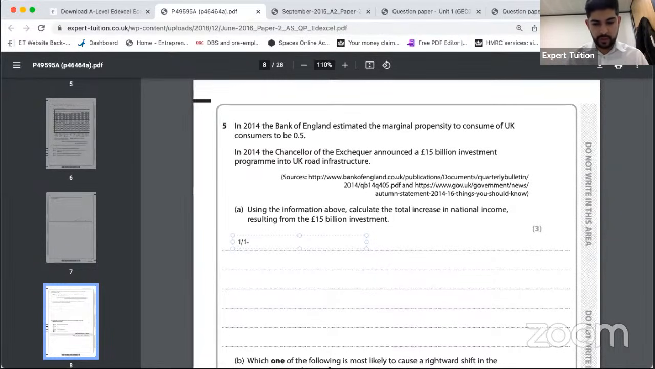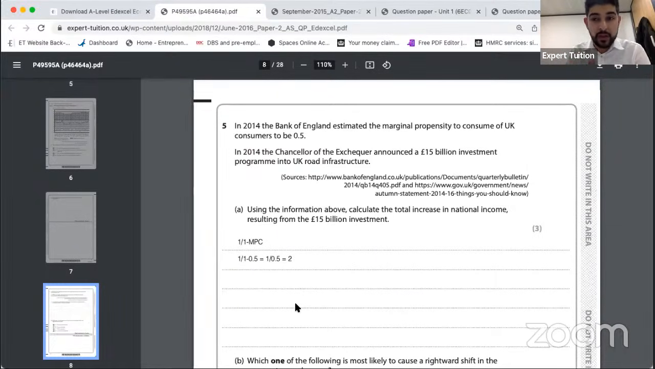1 over 1 minus MPC. Right, plug it in. 1 over 1 minus 0.5 is obviously equal to 1 over 0.5. And that, as far as I remember, is equal to 2, yeah? So that should be 0.5. That's equal to 2. We've just now calculated the size of the multiplier. The multiplier is equal to the number 2.